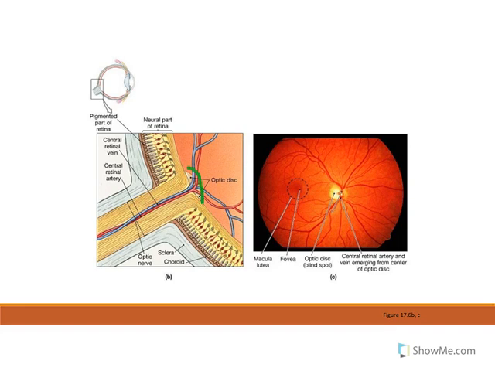And here it's showing you that optic disc right there. And here's an image of the eye that they're checking. They take pictures of the back of your eye. They're looking at the blood vessels in the eye, and they're also looking at that area too.